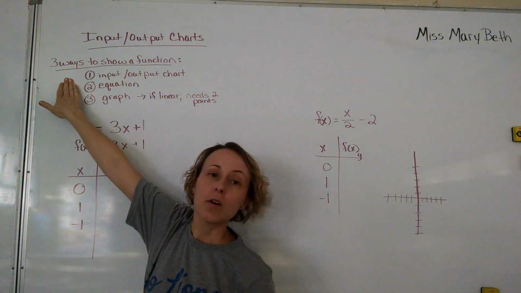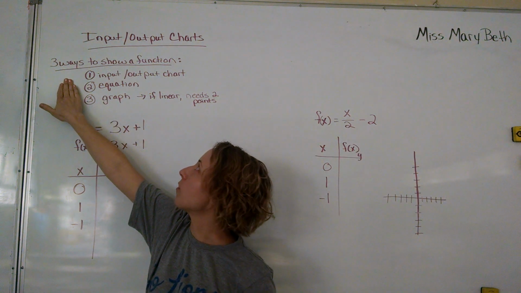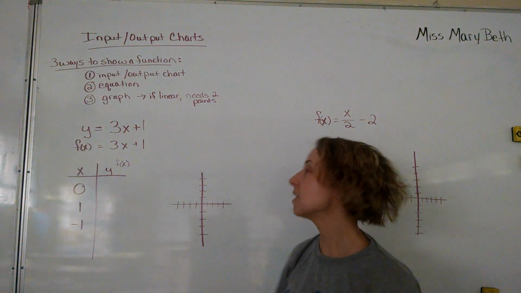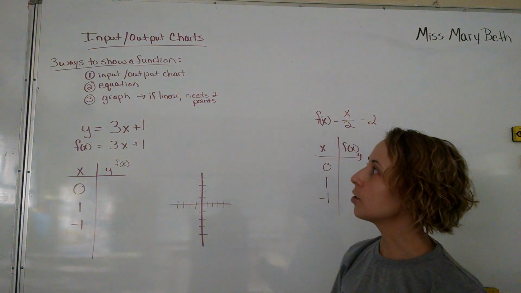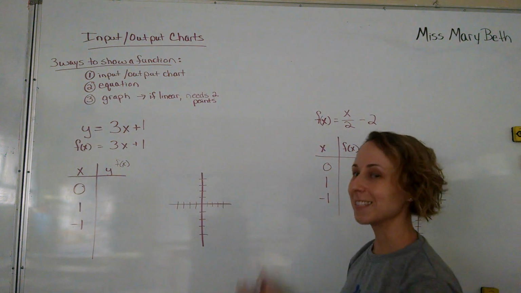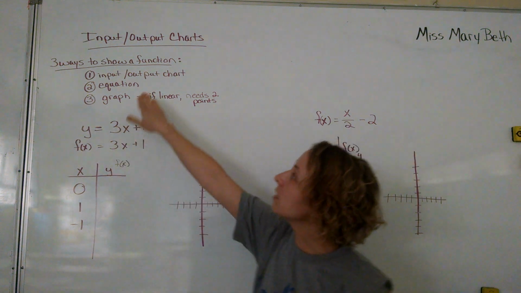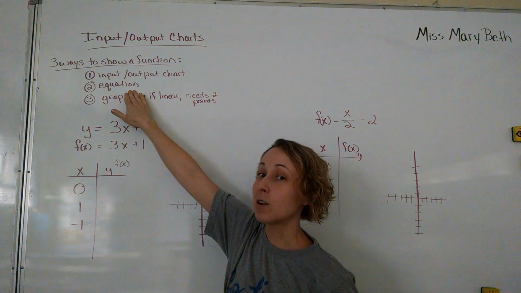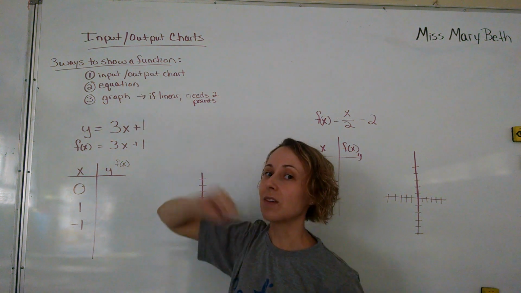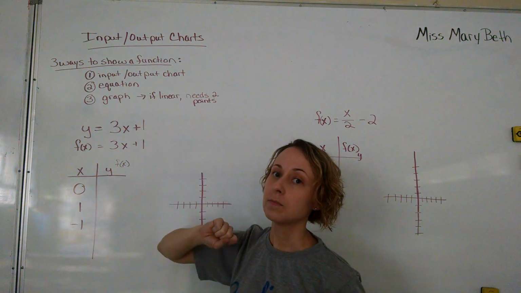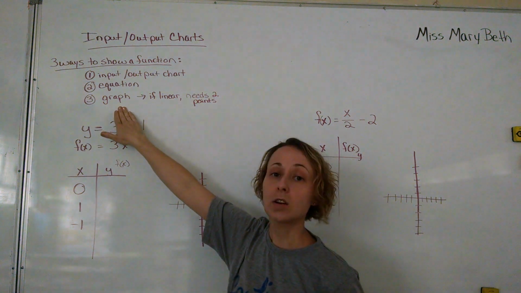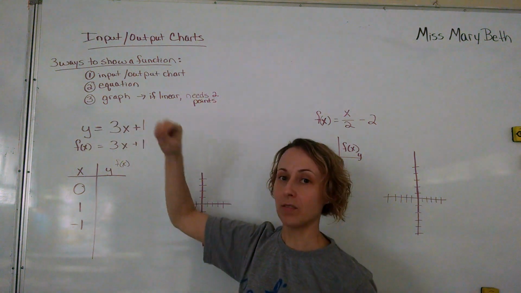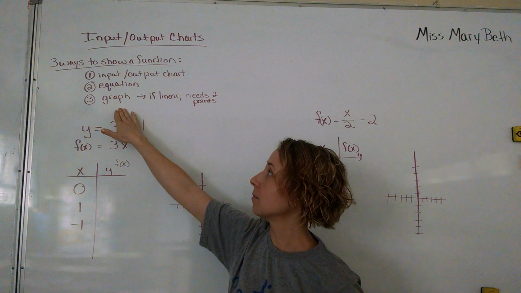Okay, there are 3 ways to show a function. We've been working on functions. At this point, you should know what a function is. Function means that for every one input, there's exactly one output. We can show it as an input-output chart. We can show a function as an equation, which gives us the values for an input-output chart. Or we can show a function as a graph, where we graph all of the values of the input-output chart.